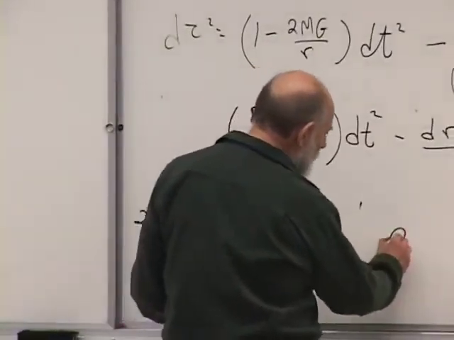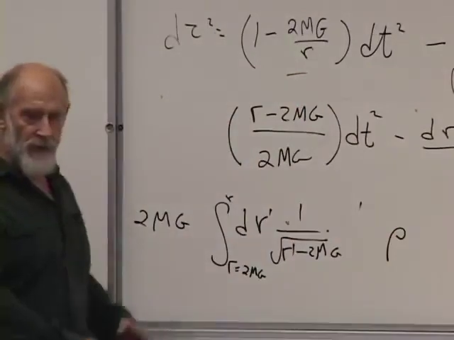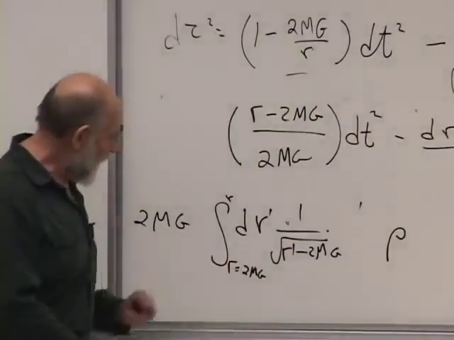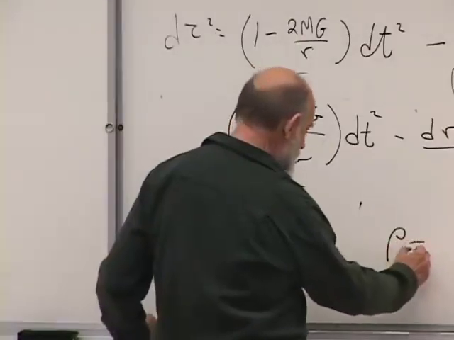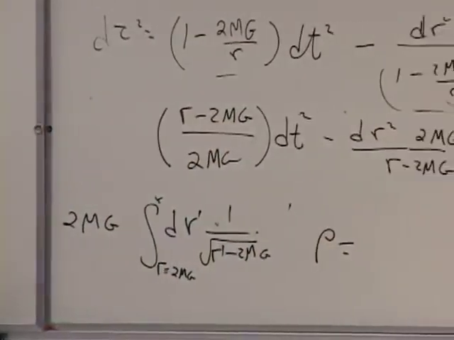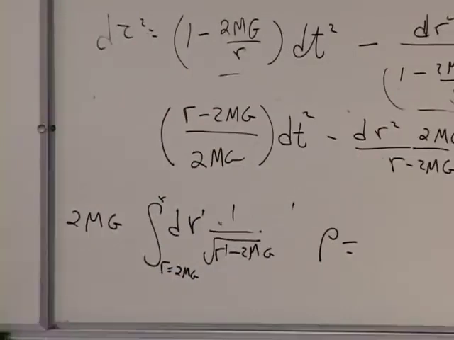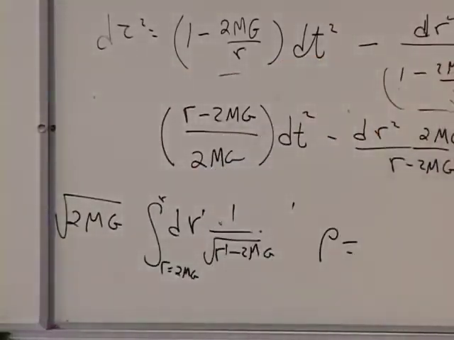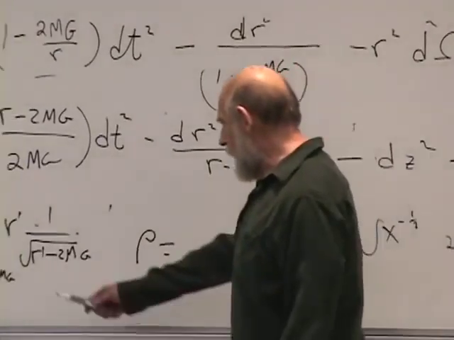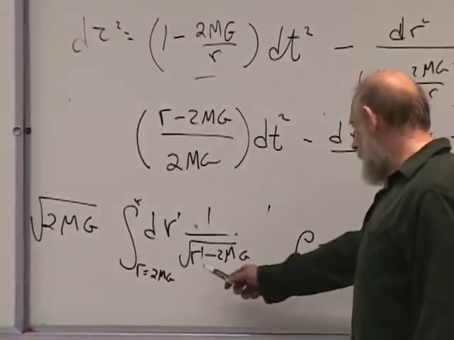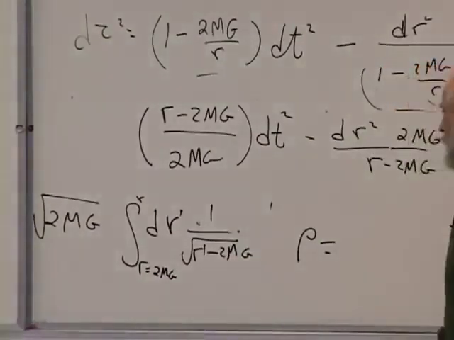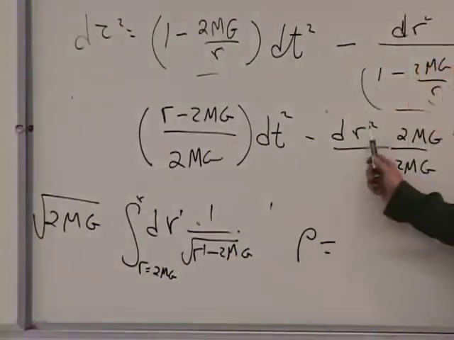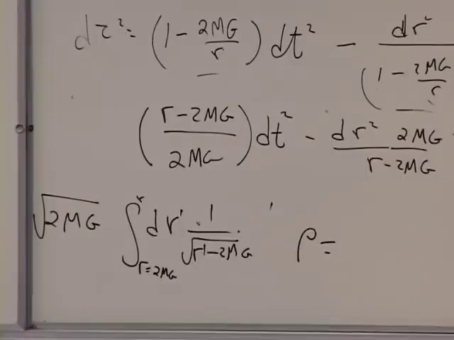Rho, the distance between the horizon and a point r, is given by... We lost the square root of 2mg. Did I lose a... I think I did. You're absolutely right. Right, we had to take the square root of this whole thing. Good, thank you. There's a square root of 2mg, that was in the numerator, and then a square root of r prime minus 2mg in the denominator. The square root came from taking the square root of ds squared, dr squared. Okay, so what do we have?